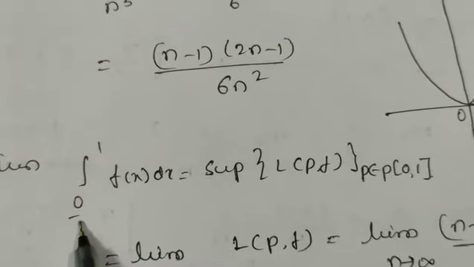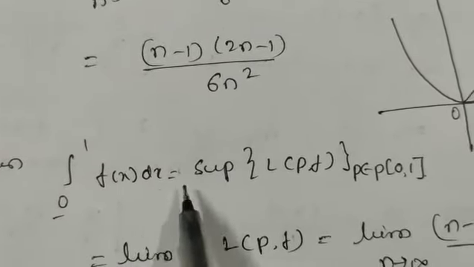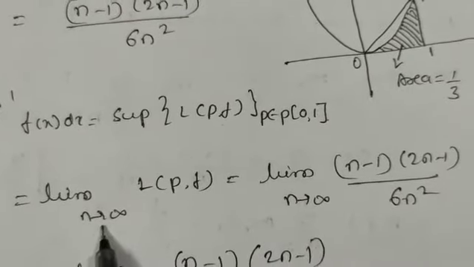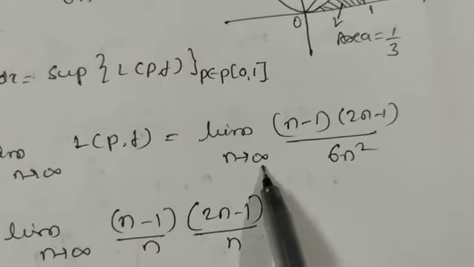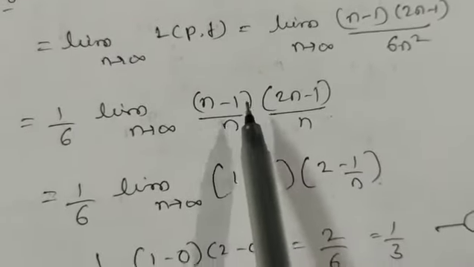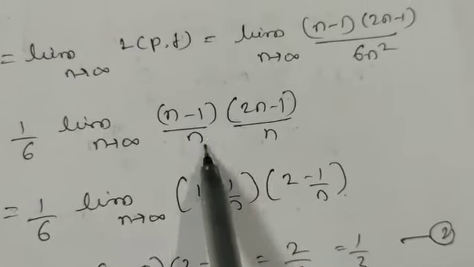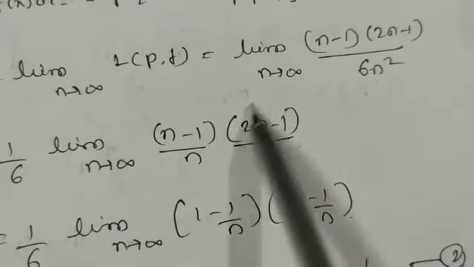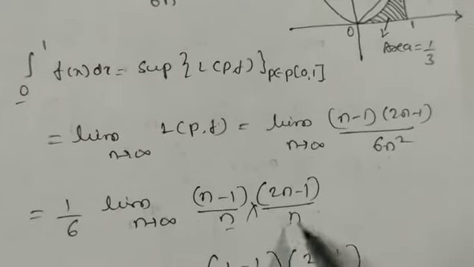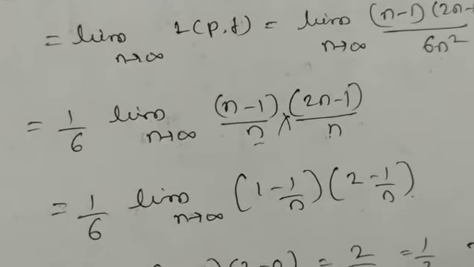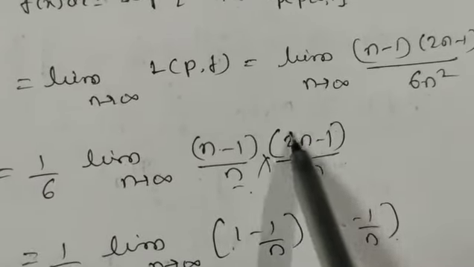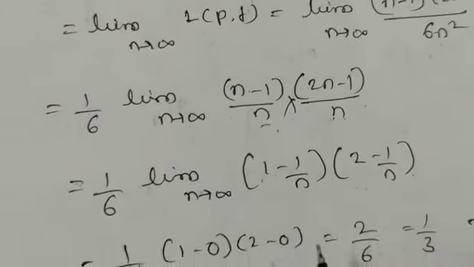So the lower Riemann integral from 0 to 1 of f of x dx is equal to the supremum of LPF, which is the limit as n tends to infinity of (n minus 1) into (2n minus 1) divided by 6n square. Again if you substitute the limit directly it becomes infinity by infinity, so it is an indeterminate form. Let us separate the terms: n minus 1 divided by n and 2n minus 1 divided by n, taking n square as n into n. Again separating the terms, n by n is 1, minus 1 by n, into 2 minus 1 by n.